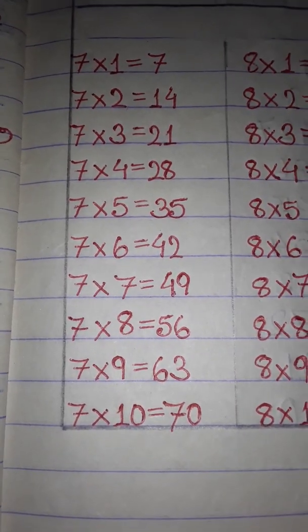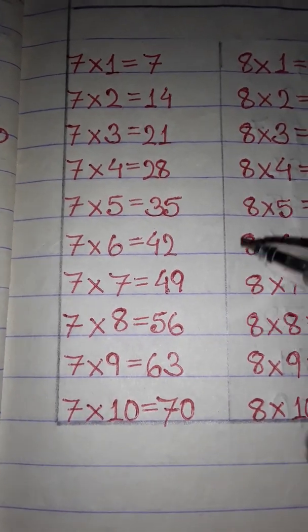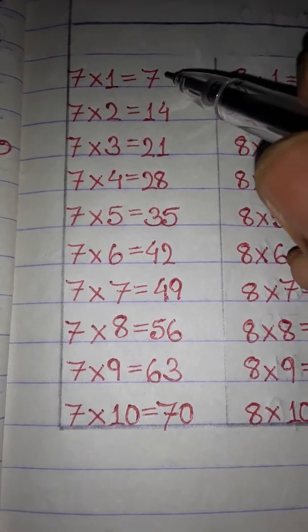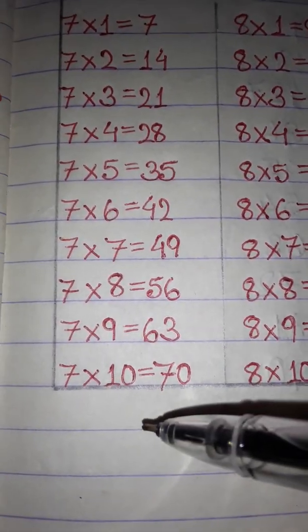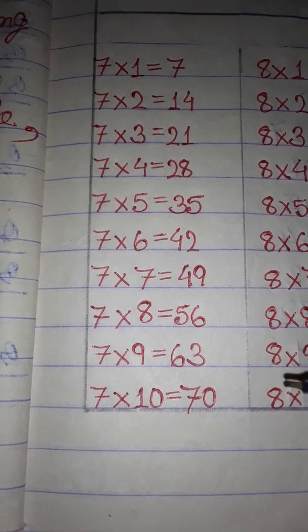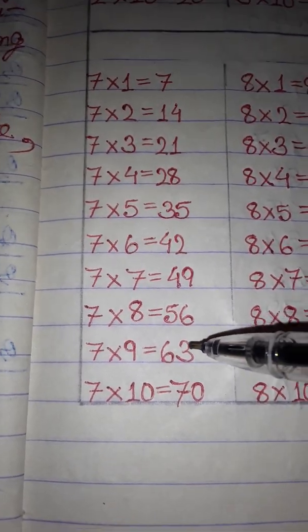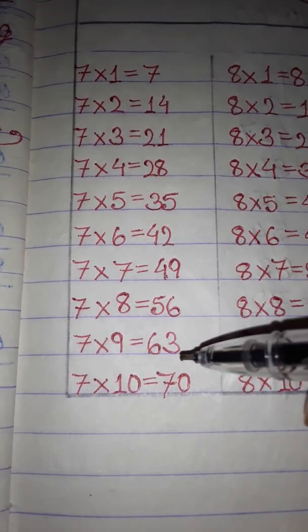Now the next one is 7 into 9 is equal to 63. For this you have to just add 56 plus 7. The answer will be 63. And the last one is 7 into 10 is equal to 70. For this you have to just add 63 plus 7. The answer will be 70.